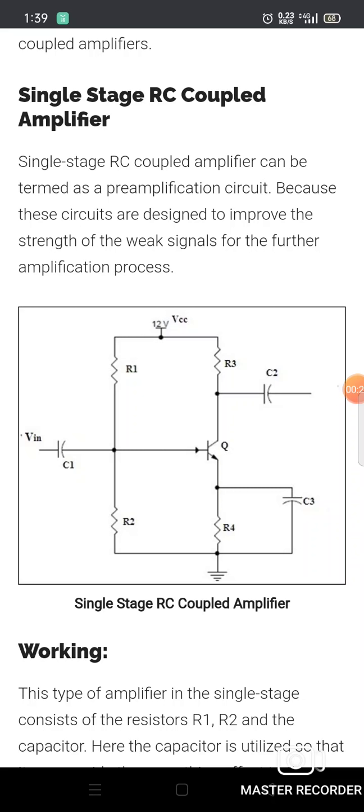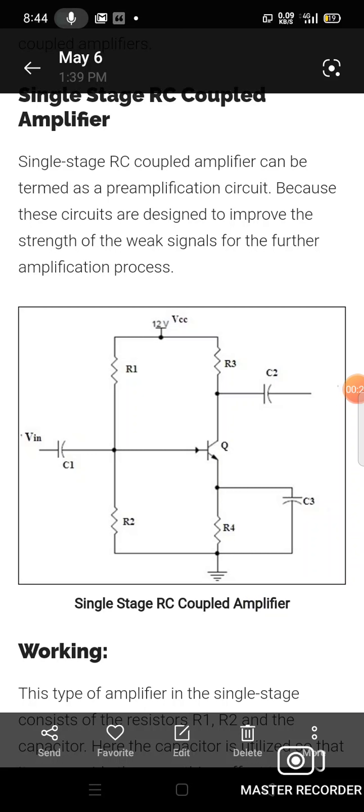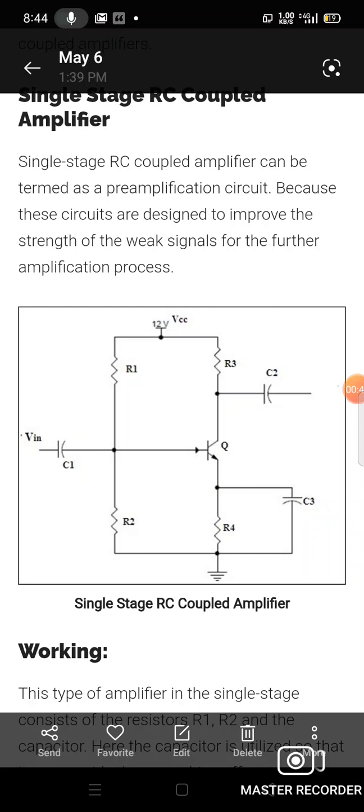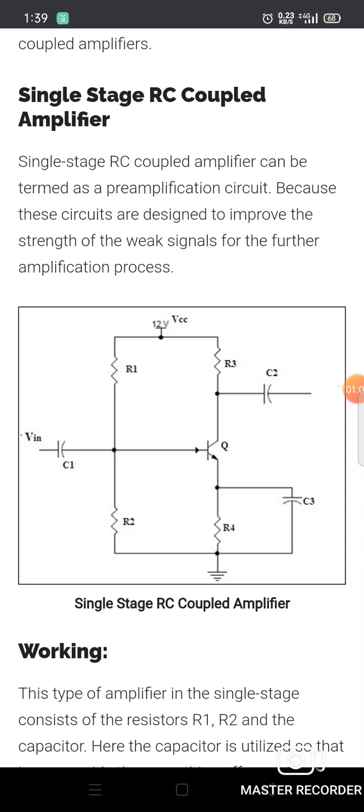at the base terminal C1, at the collector terminal C2, and at the emitter terminal, in parallel with resistor R4, is C3. What are the names of the three capacitors, what are their functions in those particular places, and how do the three capacitors act with the applied signals in between input and output? For that we have to consider the capacitors' functions and properties for the amplification operation in between input and output of the amplifier circuit.